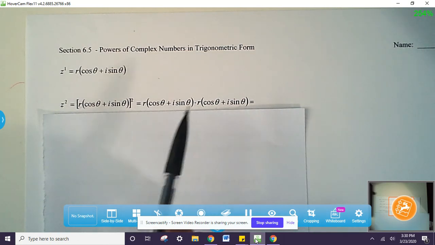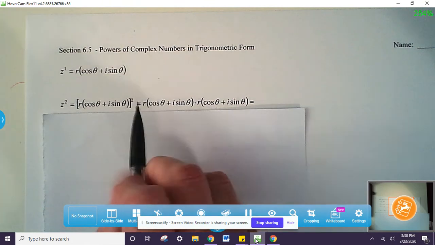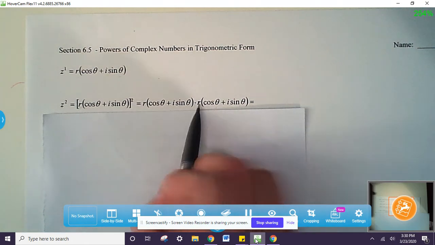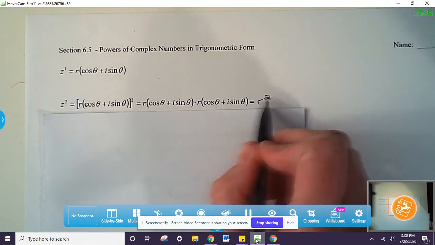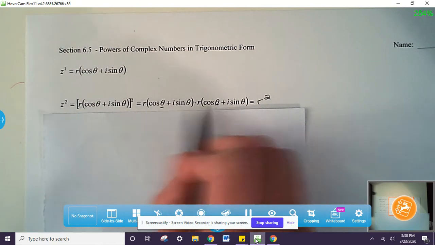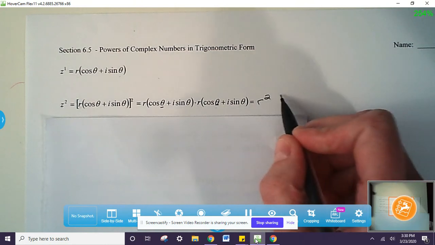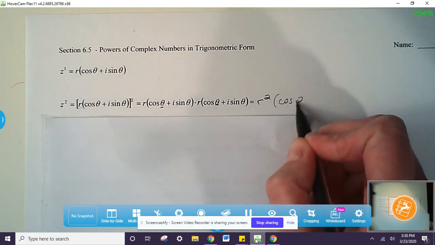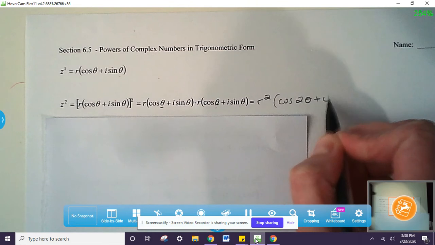Well, we have a formula for multiplication from the last section. The formula for multiplication tells us to multiply the r's and to add the thetas. So in this case, the thetas are theta and theta. They're the same. So if we do theta plus theta, I can just write that as 2 theta.